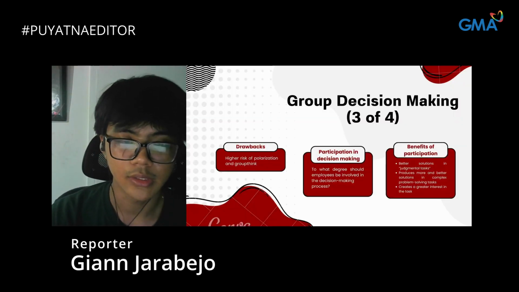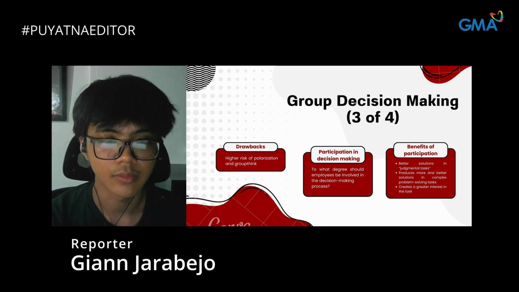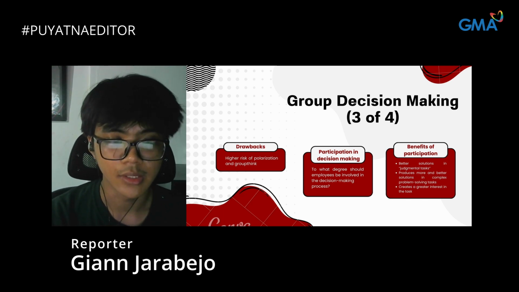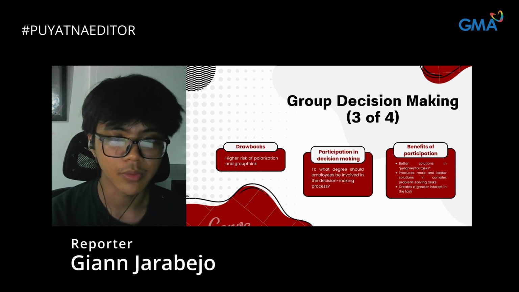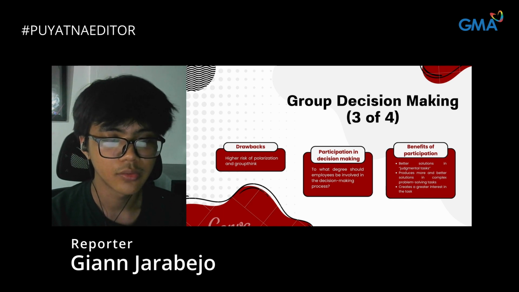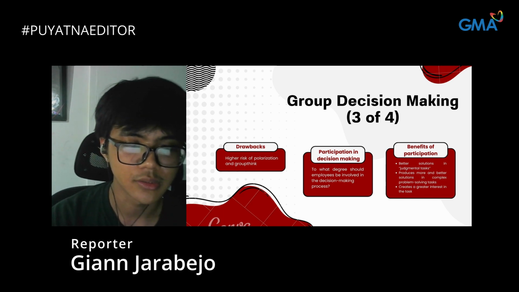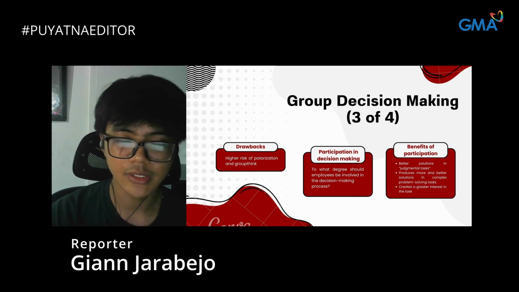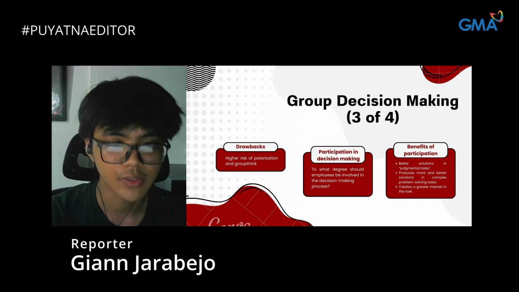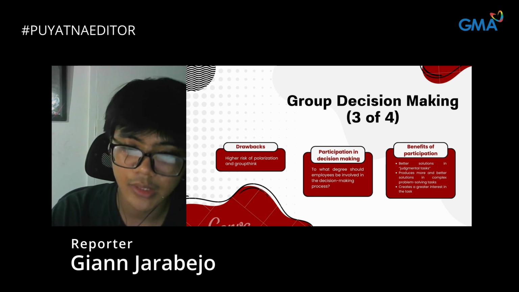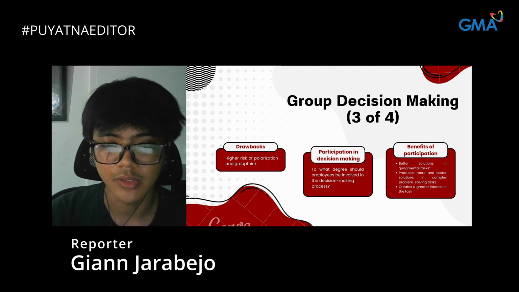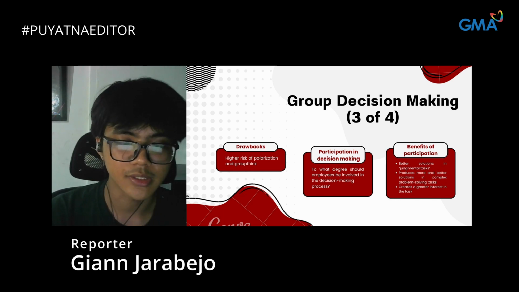And now, let's move on to group decision making. First we have participation in decision making. This is about to what degree employees should be involved in the decision making process. Moving on to the benefits of participation: participation enhances outcomes by improving solutions in judgmental tasks and fostering creativity in complex problem solving scenarios, while also generating greater interest and motivation for the task among participants.